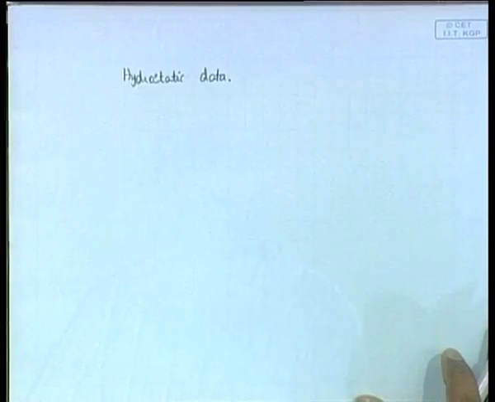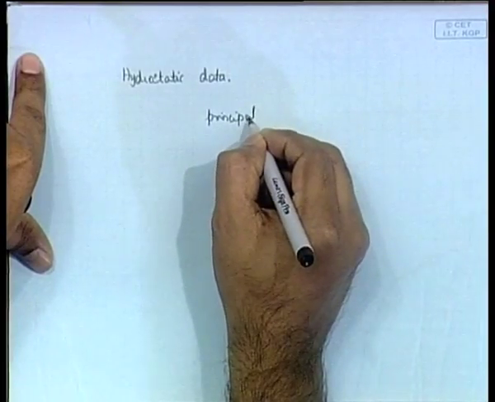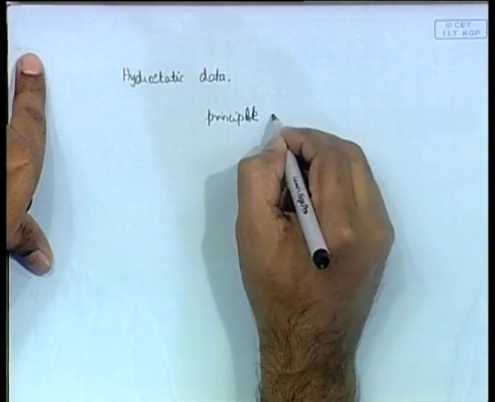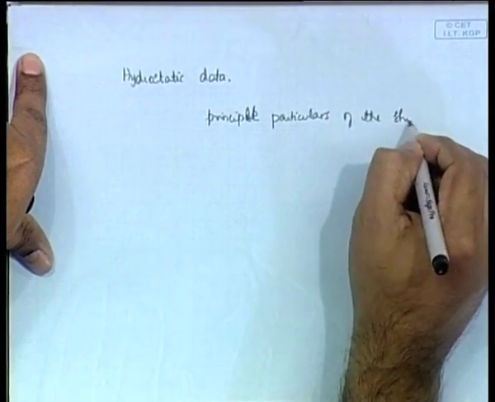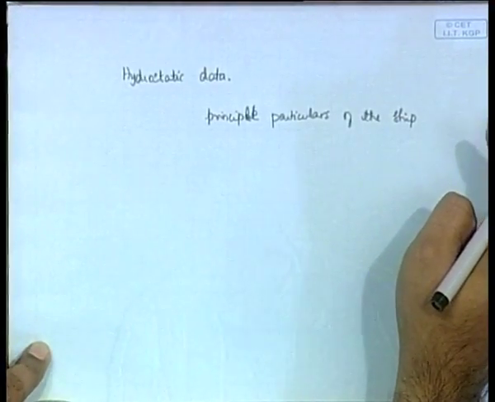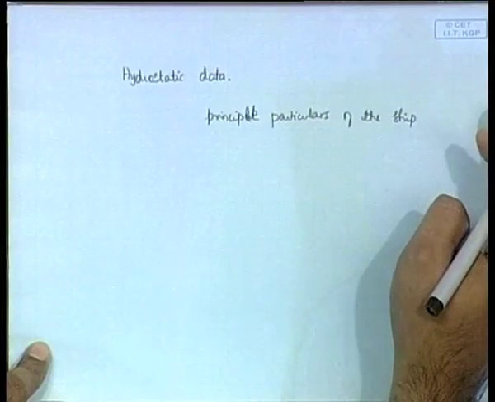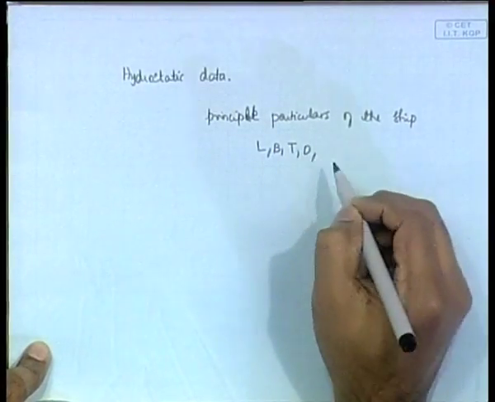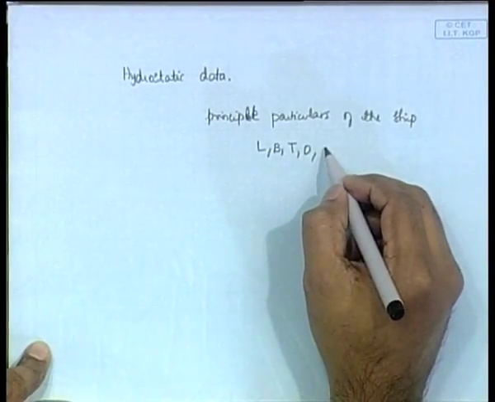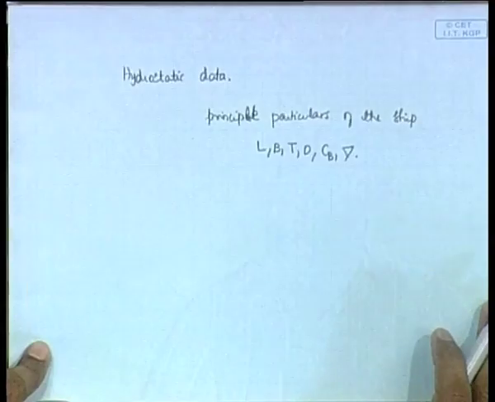Now hydrostatic data, primarily you need the principal particulars of the ship. These terms as we use, it should be clear. Principal particulars of the ship. So first of all, you should be given the principal particulars of the ship. This includes the length, breadth, depth, draft, CB, and displacement. So this roughly represents your principal particulars.